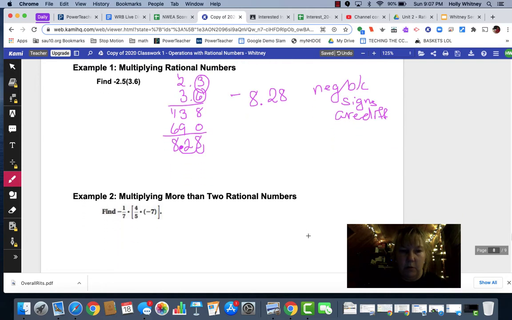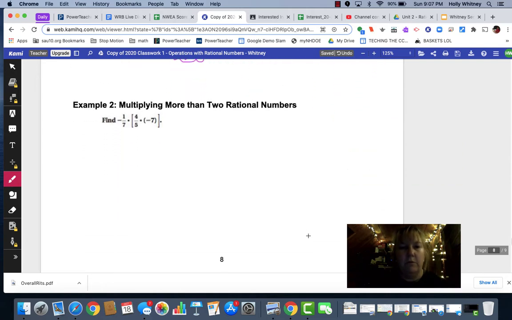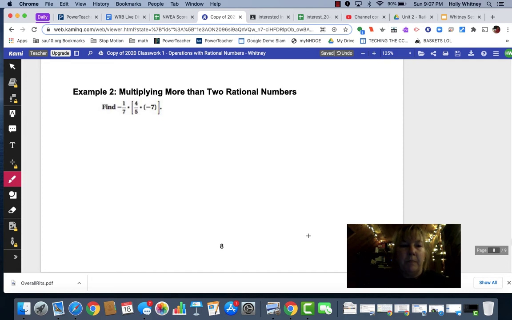Let's move on to multiplying more than two different kinds of rational numbers. Multiplying fractions is easy. Remember, if you have two fractions, let's say 1/2 times 1/3, you multiply the tops, 1 times 1, and the bottoms, 2 times 3. So my answer would be 1/6.